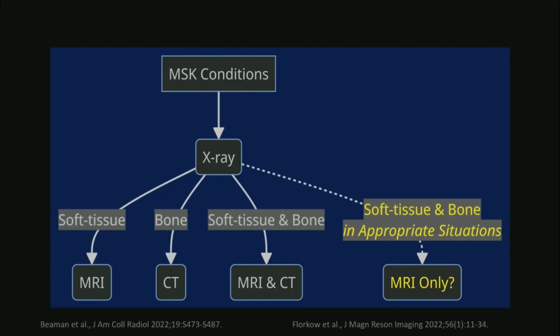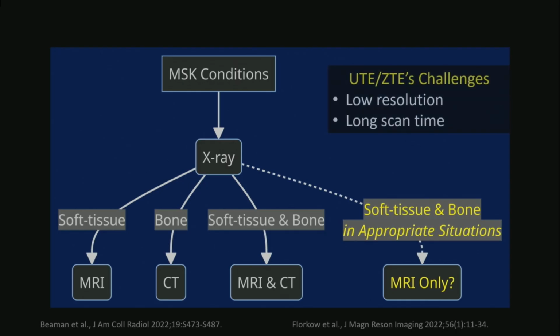So one area of interest is we would like to ask the question whether MRI alone can be used for bone and soft tissue assessment. Because this can reduce cost and logistics and also eliminate radiation exposure, particularly for pediatric patients or patients requiring multiple CT assessments, UTE and ZTE can be potential candidates. However, the current limitation is low resolution and long scan time.